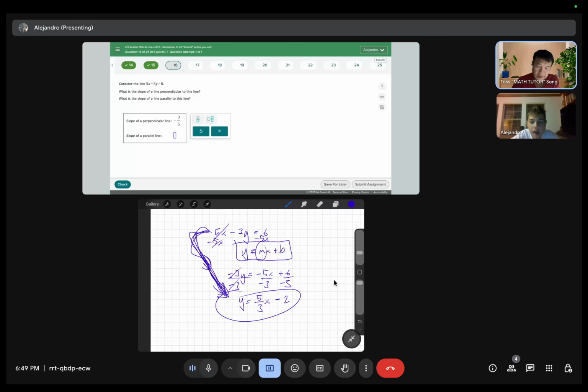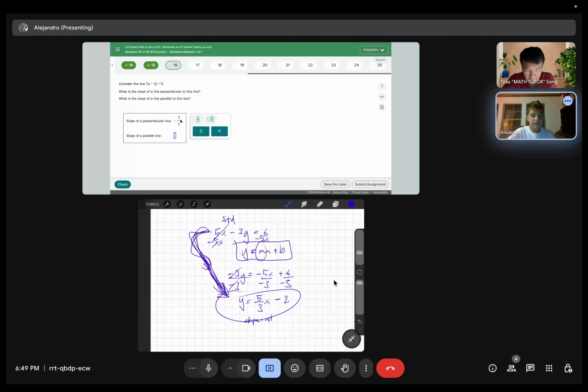This is the standard form, they call it, the STD, and then this is the slope-intercept form. But anyway, what about the perpendicular one? Oh, sorry. Parallel. The first one is perpendicular. It's correct. And the parallel slope? 5/3. Yes, 5/3. Okay. Next one.